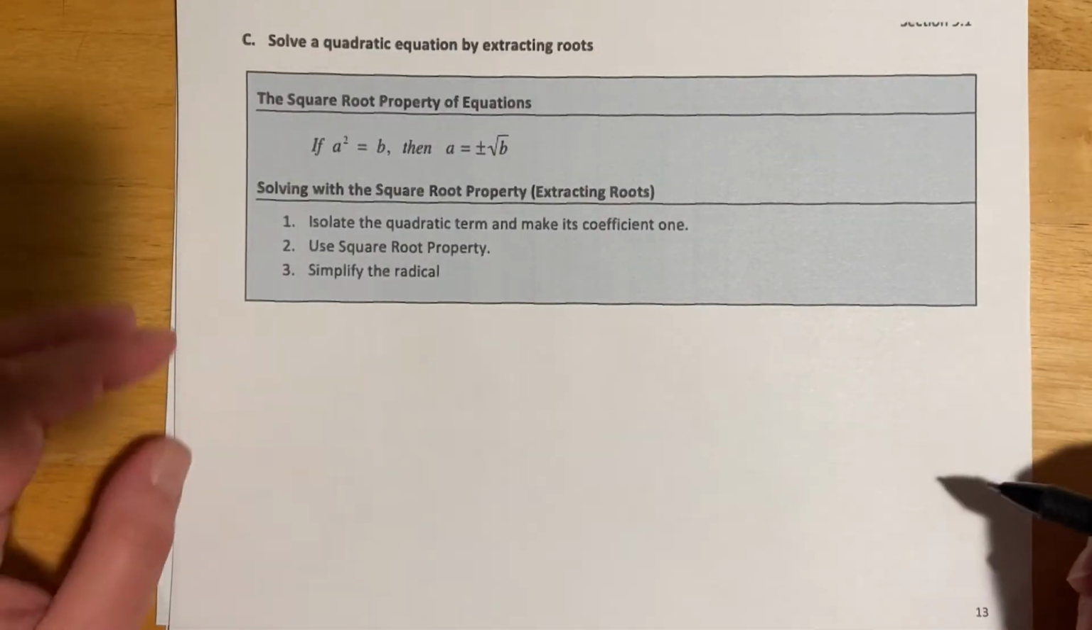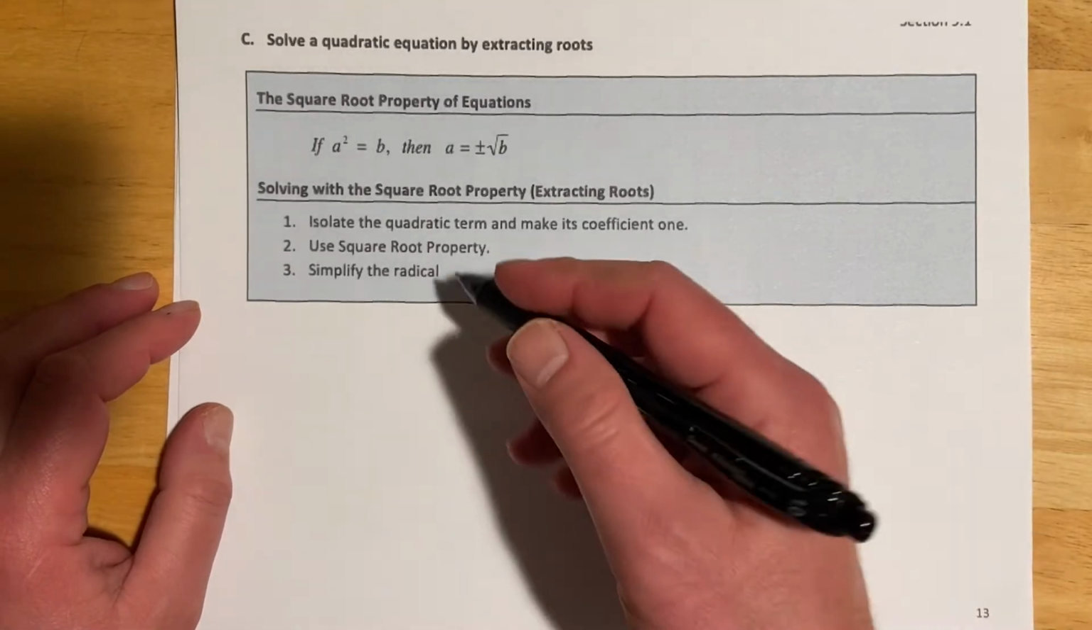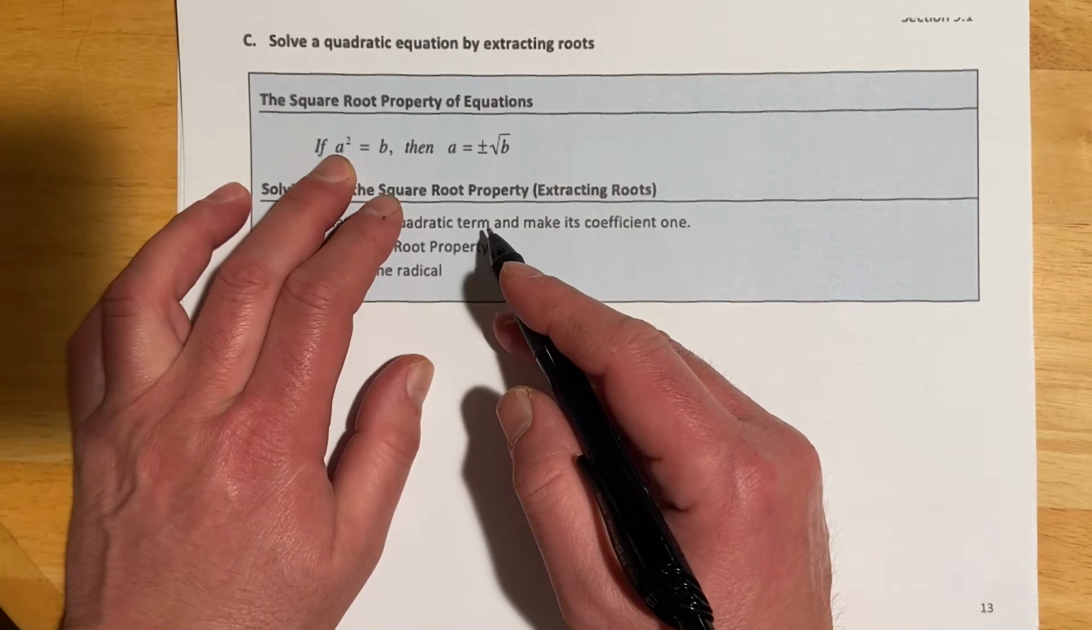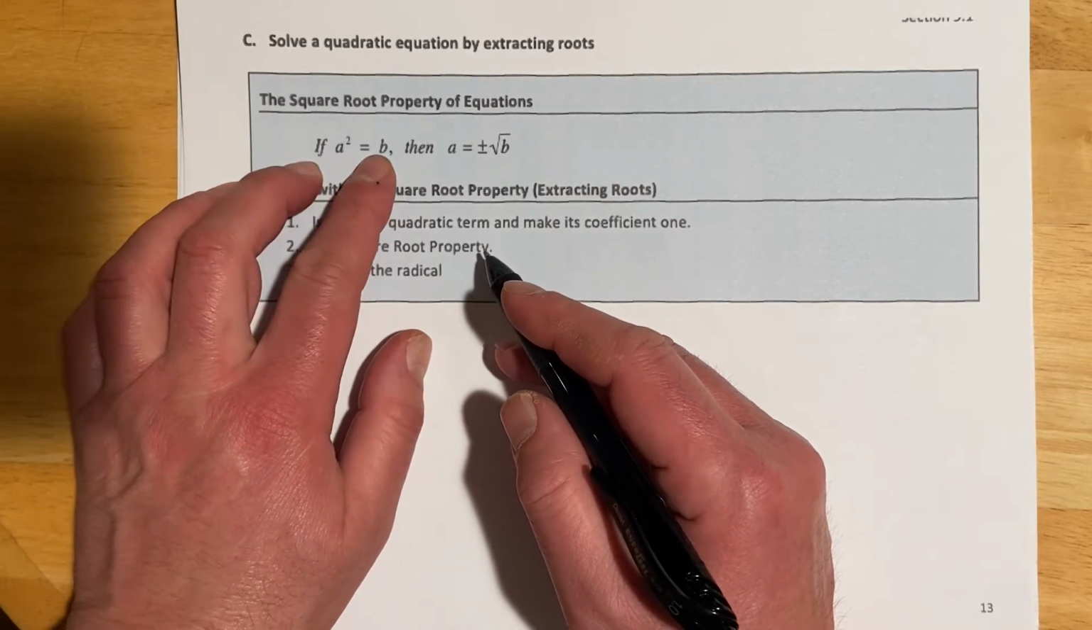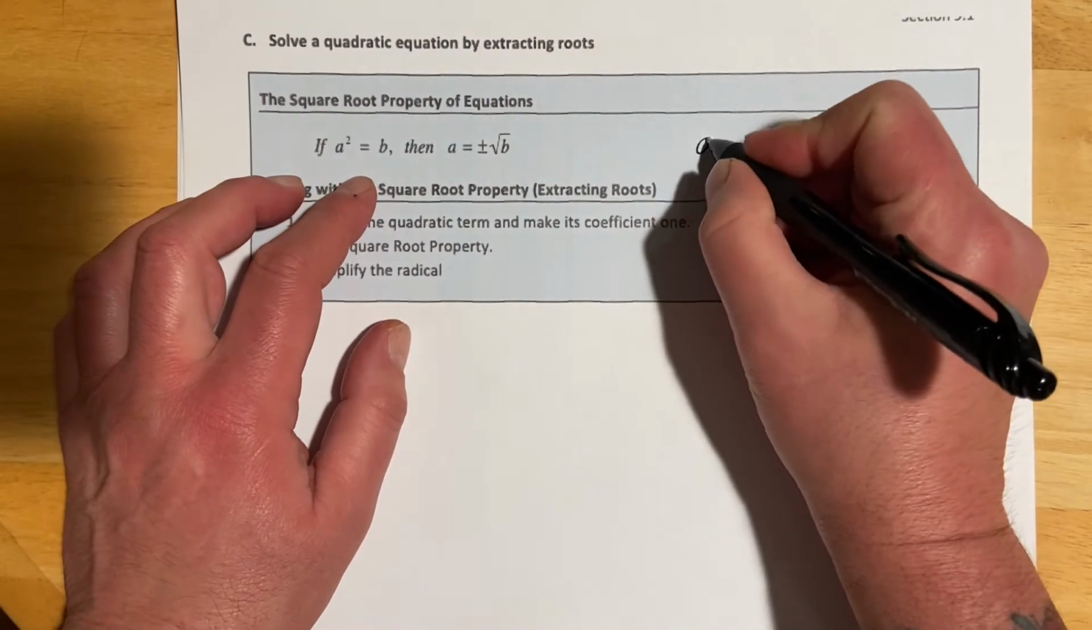Okay, so that gets us to solving quadratics by extracting roots. And to do that, we're going to use something called the square root property of equations. What this says is if I have a squared equals b, I can root both sides of that and undo the square.